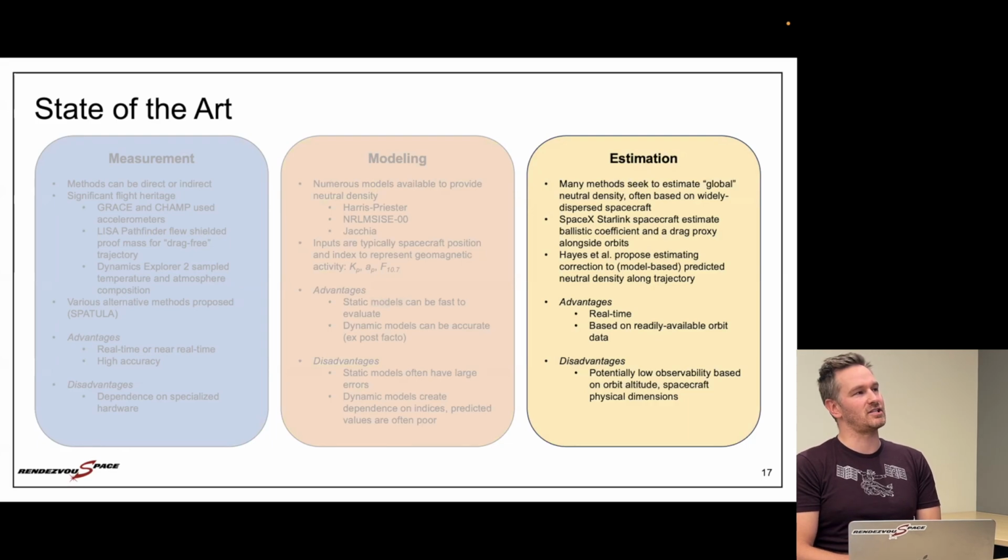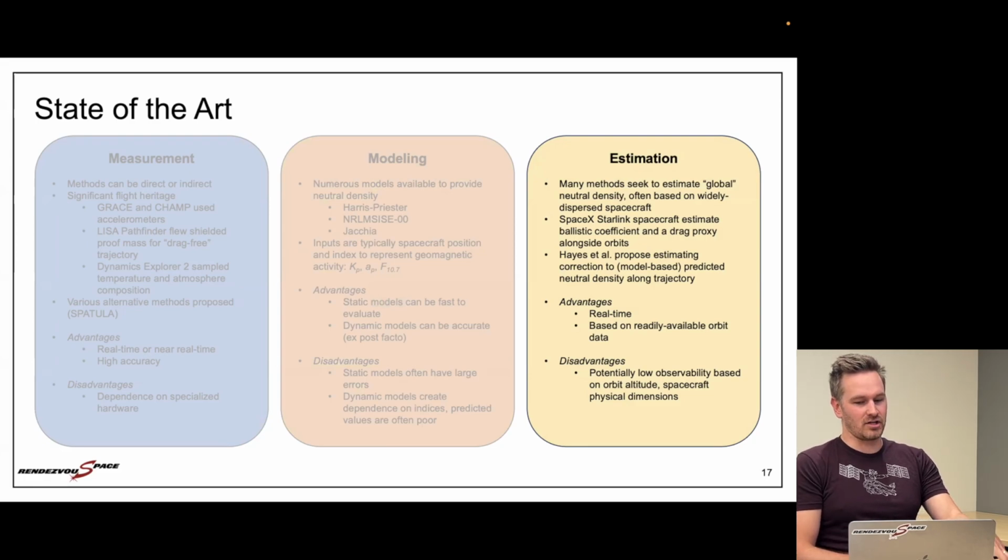But they don't publish their data. And at a glance from the data that is available, they get some very wonky values for ballistic coefficients because they struggle with disambiguation. And then I found exactly one paper in which someone considers the relative problem, which is what we're truly interested in. And these authors proposed a model-based method in which they estimate the delta from some existing model, Harris-Priester, to the predicted neutral density along a trajectory.